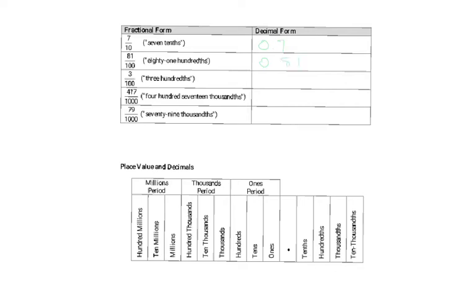81 100ths is 0.81. Now with the next one, we need to be a little bit careful. Because it's 100ths, we need to make sure there's 2 decimal places, even though the number is only 3. So we'll write that as 0.03 to represent 3 100ths. And then 417 thousandths, well, thousandths will always have 3 decimal places, so that's 0.417. And 79 thousandths will be 0.079, because we need 3 decimal places for thousandths, so we put that 0 right after the decimal place first.